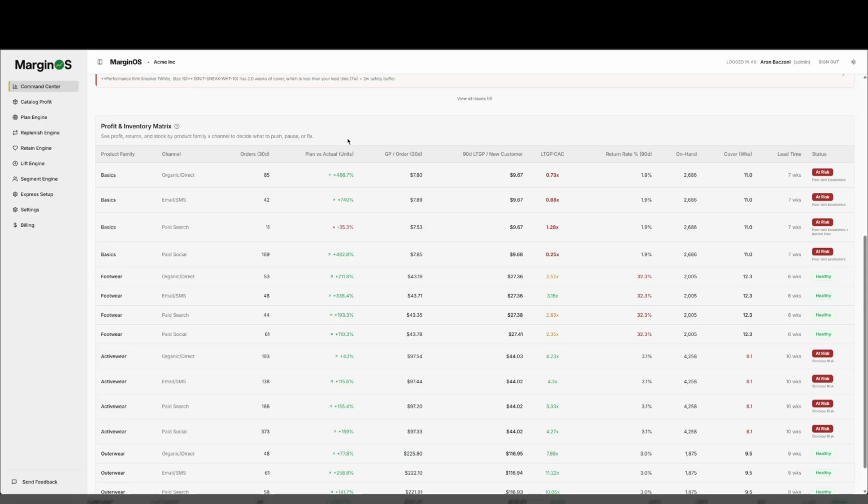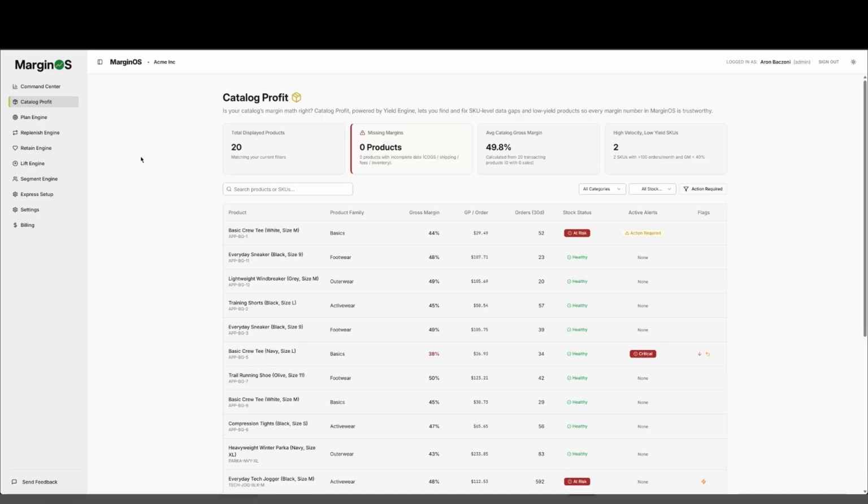Now let us move to catalog profit. Command Center only works if the margin math is right. This is the page where we clean that up. At the top, we show 3 main things.